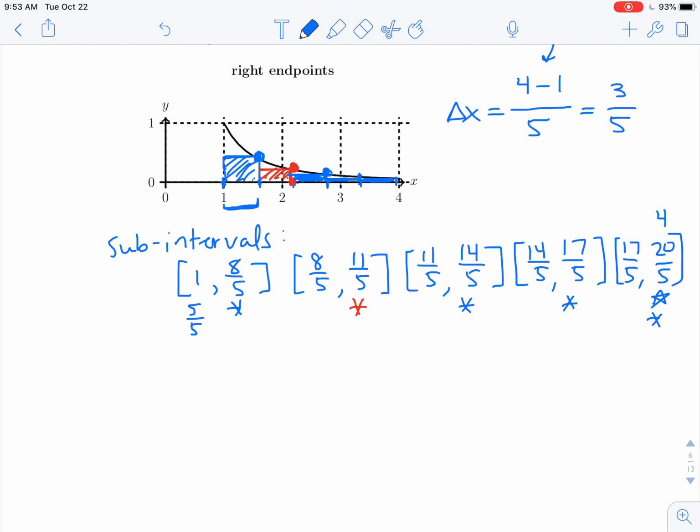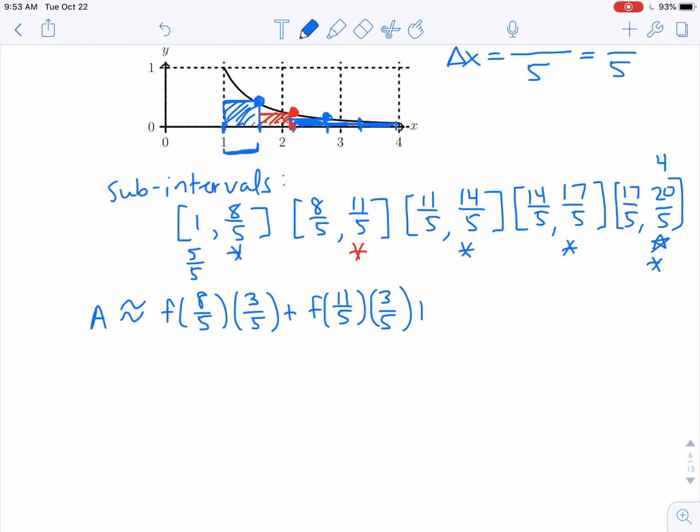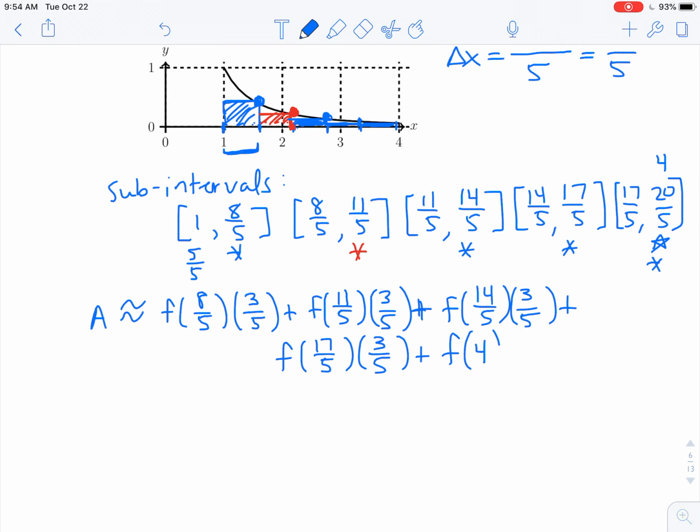Okay, so the area under the curve is approximately equal to f of 8/5 times delta x plus f of 11/5 times delta x, and I'm actually putting in the delta x as 3/5, but you could put it in as a delta x and then change it in the next step, plus f of 14/5 times delta x, plus f of 17/5 times delta x, plus f of 4, go ahead and use a 4 there instead of 20/5, times delta x.